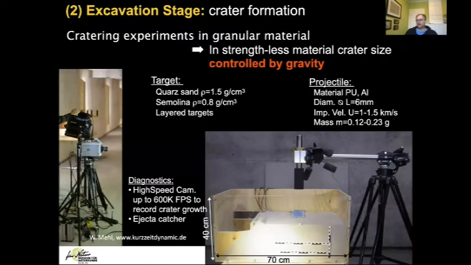So in another experimental series, I want to show you results using granular material, so material with very low strength. That's easier, or this is the way to balance the forces and get something which looks more similar. Fortunately, granular material, in this case quartz and semolina, and we also used other materials, has a low speed of sound, so the impact velocity does not have to be that high. I think in this experiment it was about a kilometer per second, and that's a lot less effort in terms of the accelerator that you can use.